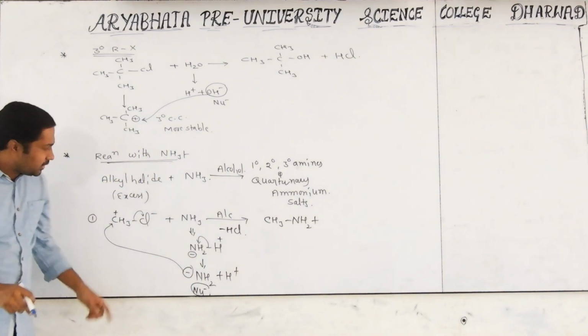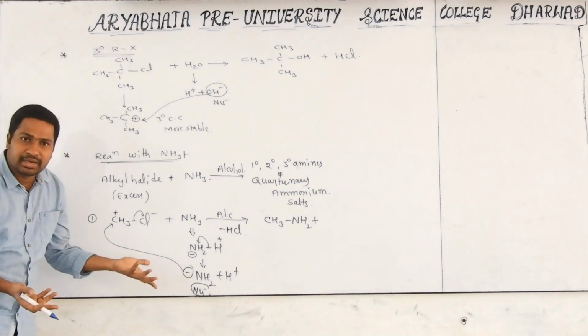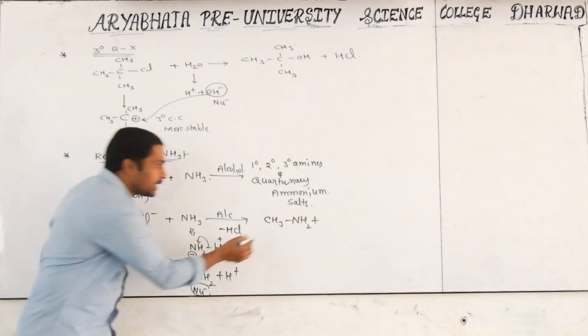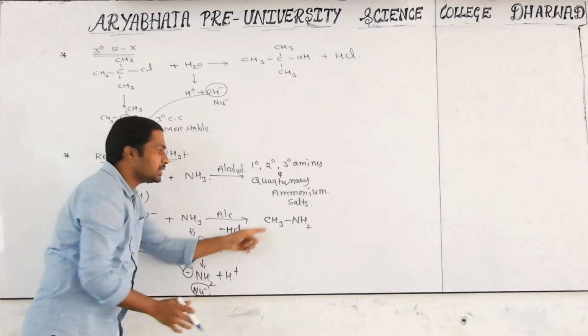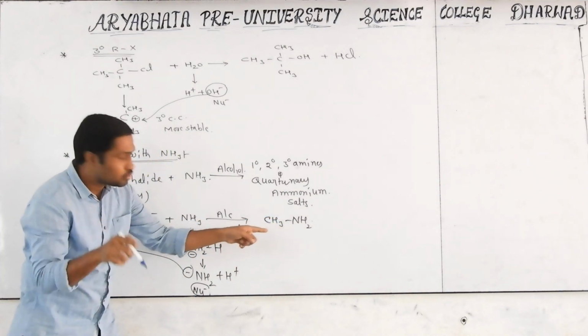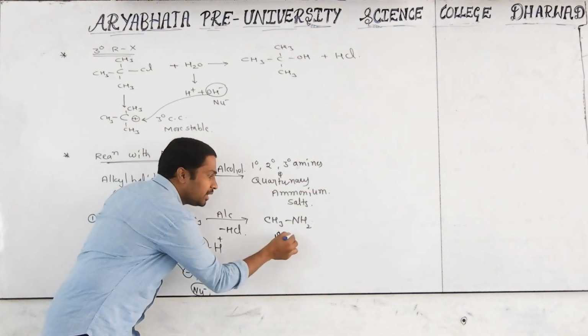Observe over here, the Cl minus is replaced with NH2 minus. Anyway, it also undergoes a nucleophilic substitution reaction. The product we get is called methylamine. The amine functional group is NH2, so this is called methylamine. I am telling you it is a primary amine.